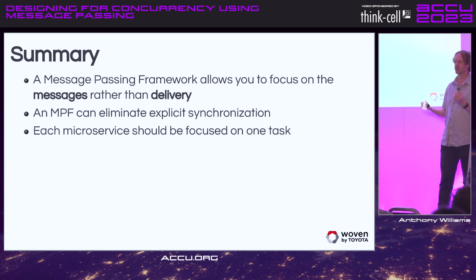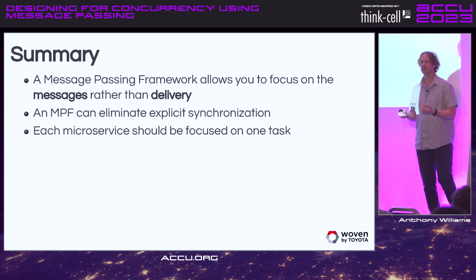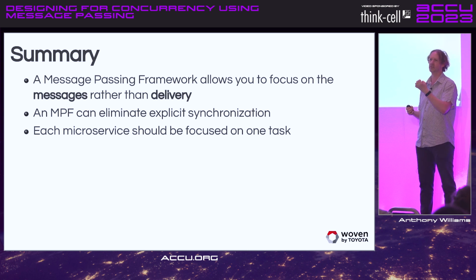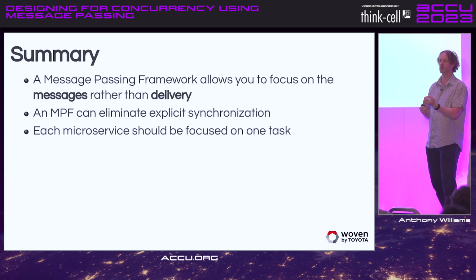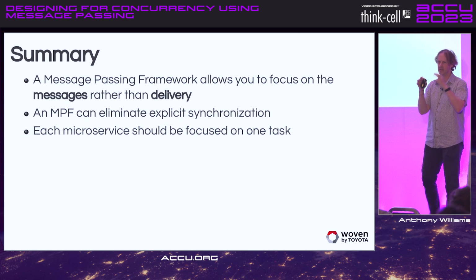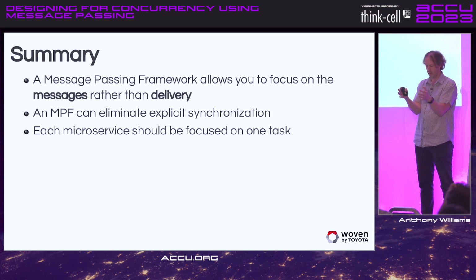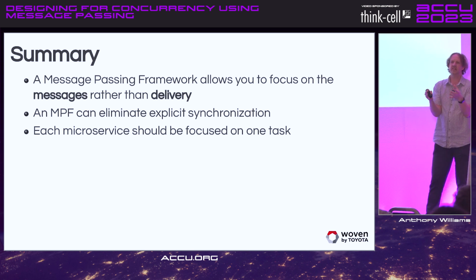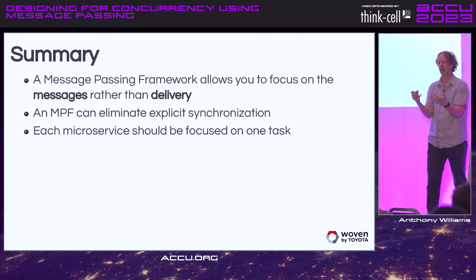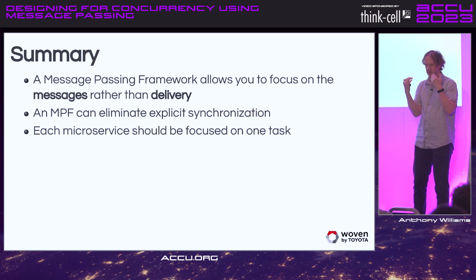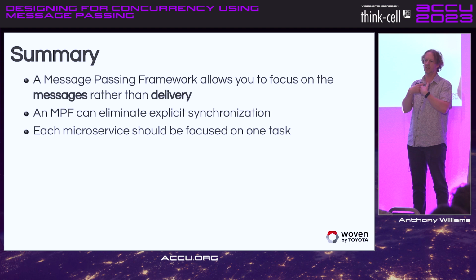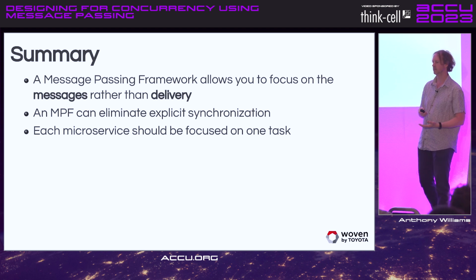So each microservice can focus on just one task. We have one task to do, we can do it well, and make sure that we focus our API on just what are the messages that we're going to process, what is the objective that we're trying to achieve, and how do we do that? What messages are we going to send to make that happen?